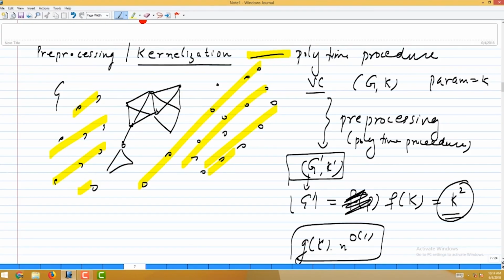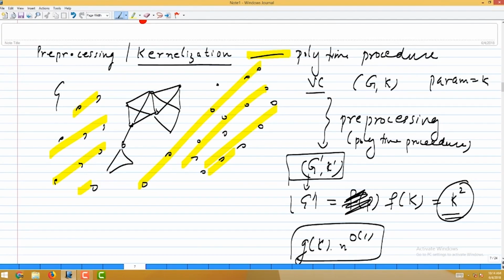And if it didn't have a vertex cover of size k, then this graph will also not have a vertex cover of size k prime. This is what I've told you. So if you want to say yes for this, is there a vertex cover of size at most k, you can just check if this has a vertex cover of size k prime.